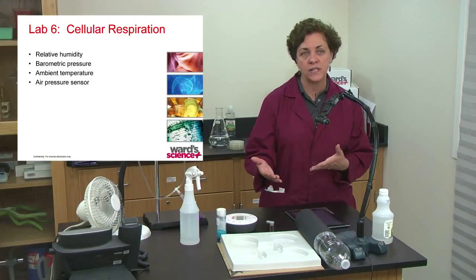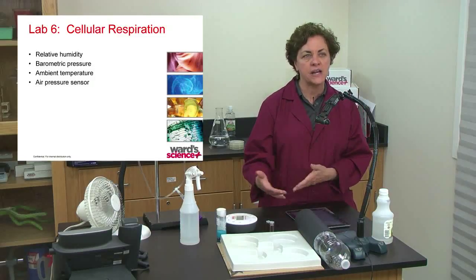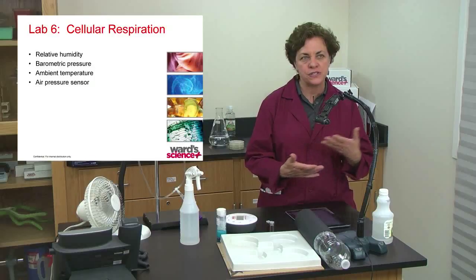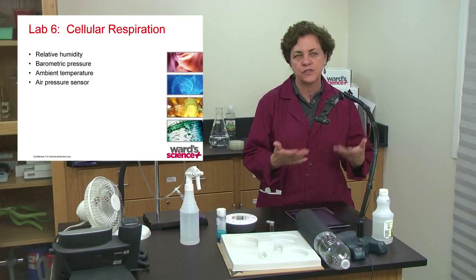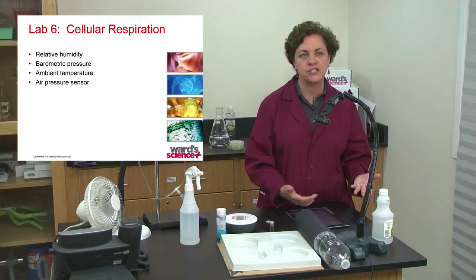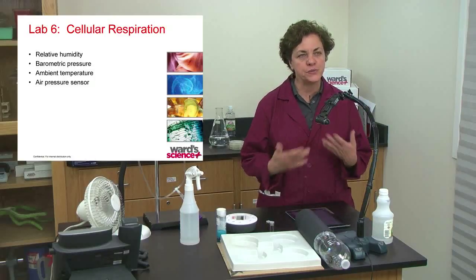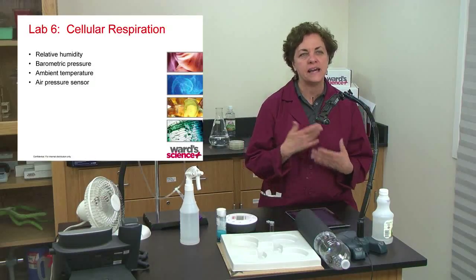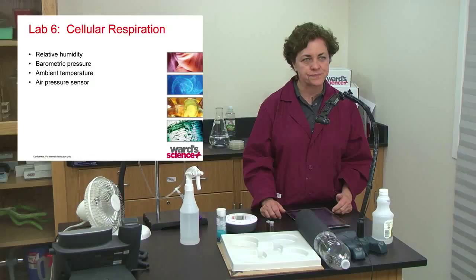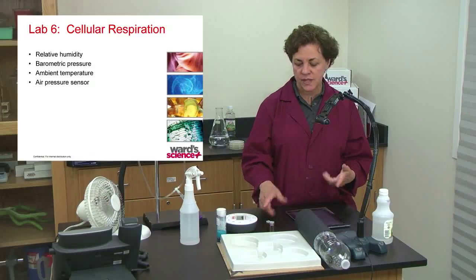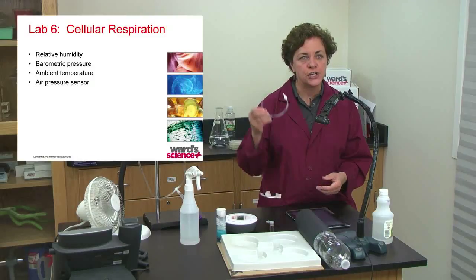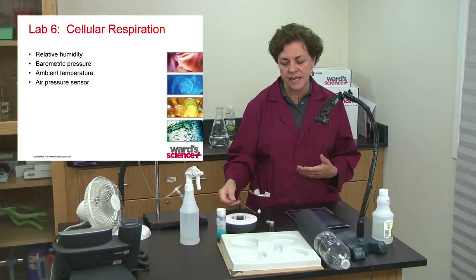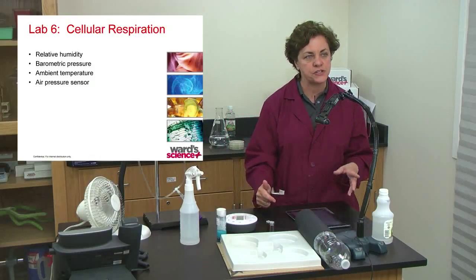You can compare one class, say in the morning it's hotter and the barometric pressure is just a little different than later in the day, or a storm moves through and changes things completely. You can document that and then compare it between classes. You can also, like I said, use this air pressure sensor to combine and test cellular respiration that way.